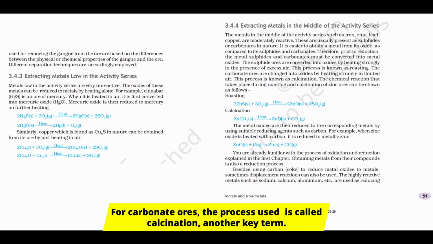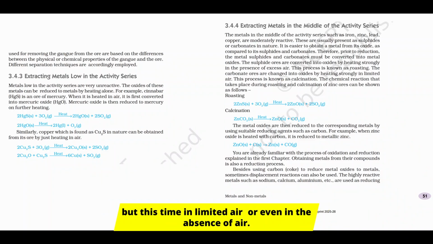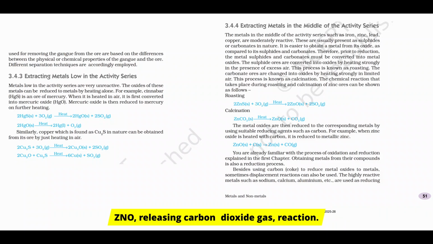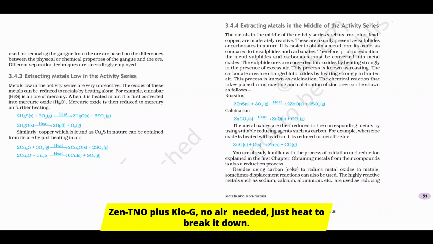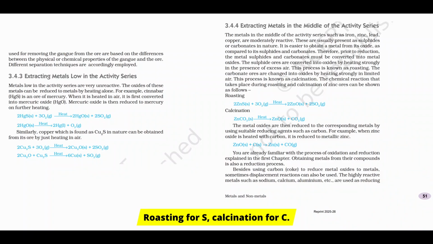For carbonate ores, the process used is called calcination, another key term. Calcination involves heating the carbonate ore strongly, but this time in limited air or even in the absence of air. Taking zinc carbonate, ZnCO3, calamine, as an example, calcination simply decomposes it into zinc oxide, ZnO, releasing carbon dioxide gas. Reaction: ZnCO3 → ZnO + CO2. No air needed, just heat to break it down. Calcination: carbonate plus limited or no air gives oxide plus CO2. Got it. Roasting for S, calcination for C.